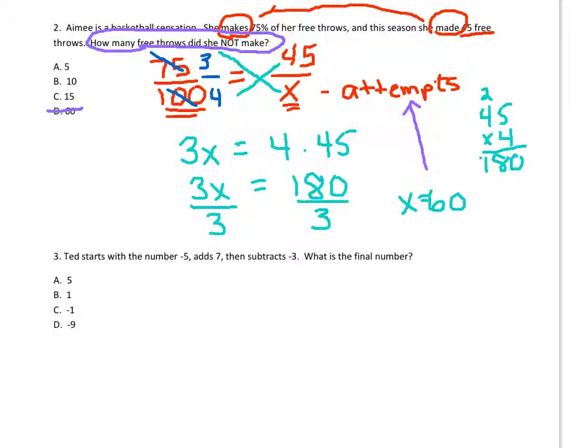We know she attempted 60. We also know that she made 45. To figure out how many she didn't make, we need to subtract 45 from 60 to find the difference. And when I do that, I come up with the answer 15. Letter C is the correct answer.